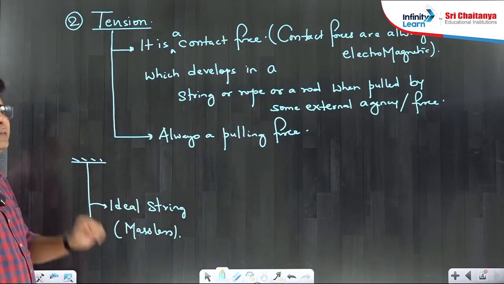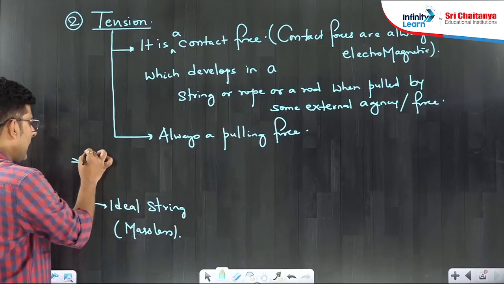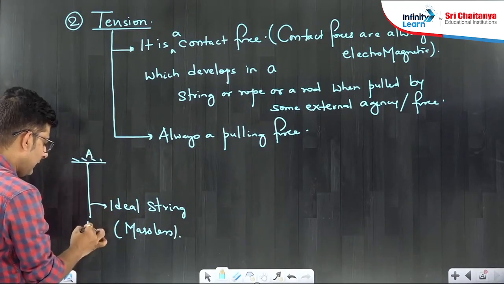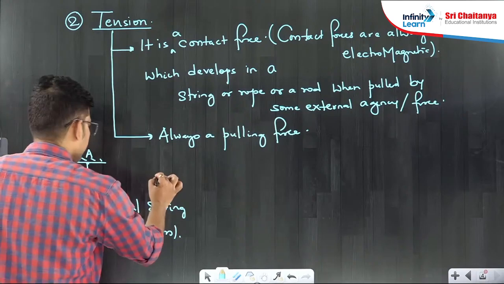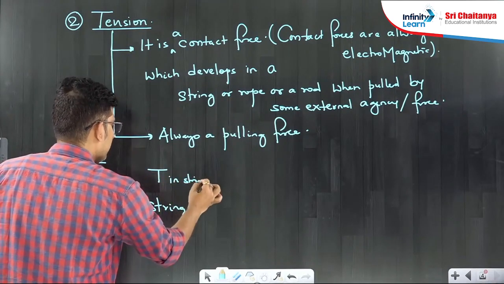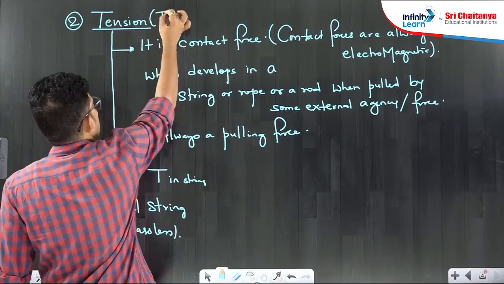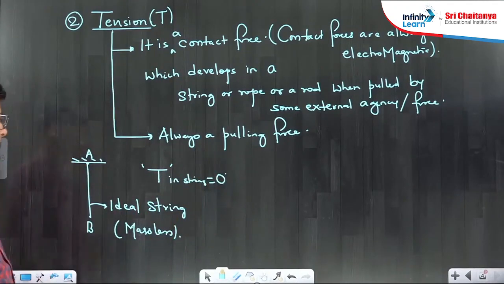Now if I ask you what is the tension in this string, can you say? If I mark the ends of the string as A and B, what is the tension? There is no tension. We will denote tension by a force T. So tension in the string will be 0. Yes, correct.